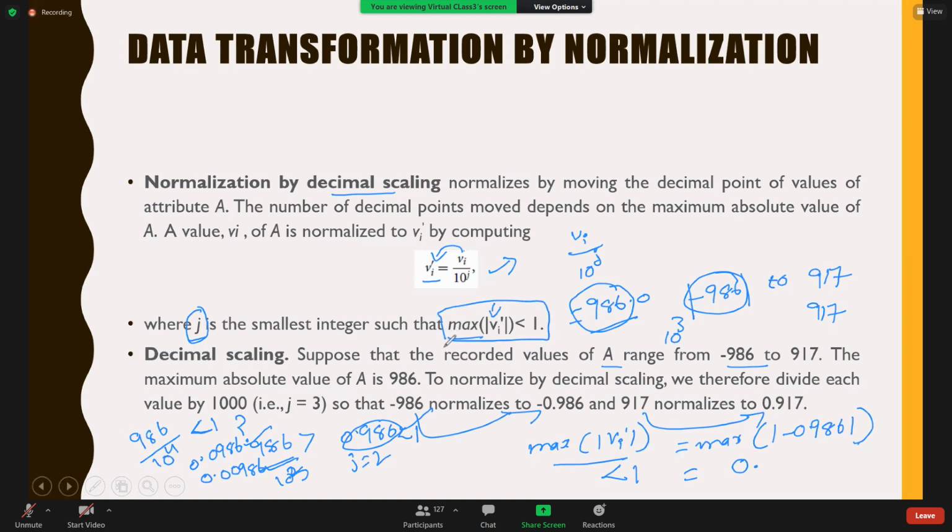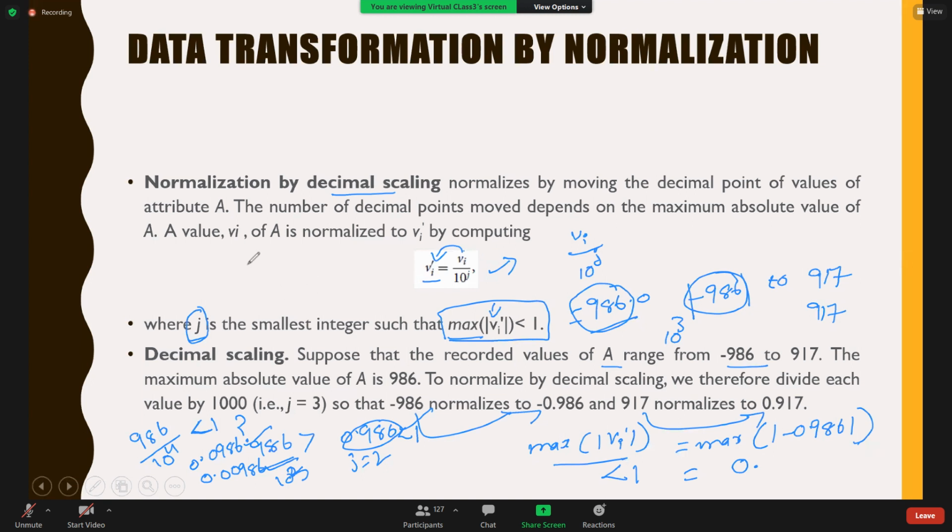So you may be confused with this. What is this maximum of Vi dash less than 1? So for that I am explaining this. Okay, so what is the absolute value? Absolute value means you'll be getting the positive value. Okay.